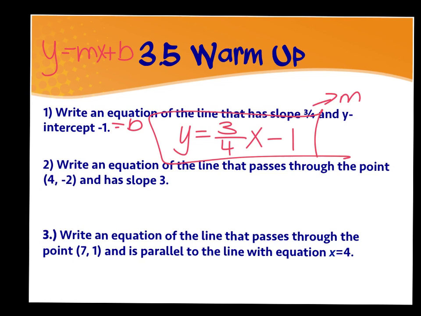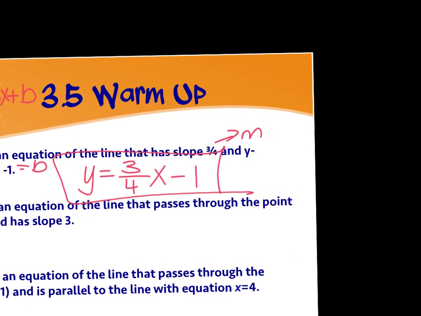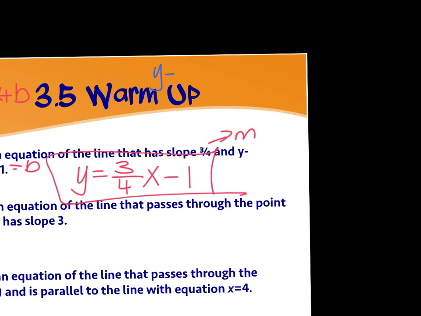Okay, number 2 says write the equation of the line that passes through the point (4, -2) and has slope 3. What's the easiest way to do it if you were given the point and slope? Point-slope format, which is y - y1 = m(x - x1).